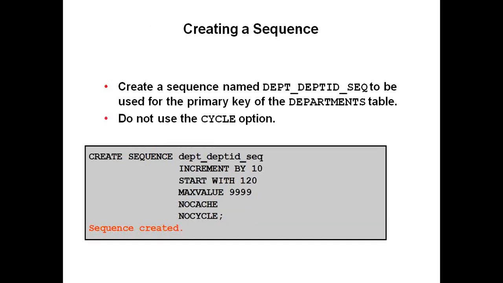So for example, if you look at an example here, there was a sequence that is getting created, and the options are given like increment by 10 and start with 120. That means the first sequence number will be 120, and the next sequence number will be 120 plus increment by 10. So that is 120 plus 10, which equals 130. And the third sequence number will be 140, then 150, then 160. So it will keep on increasing like that.